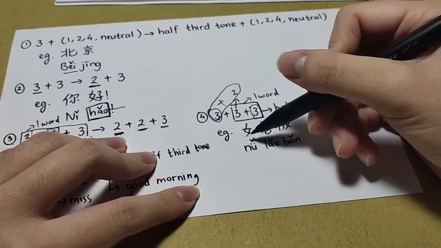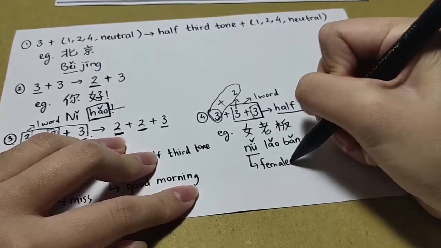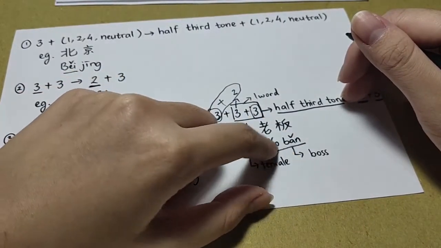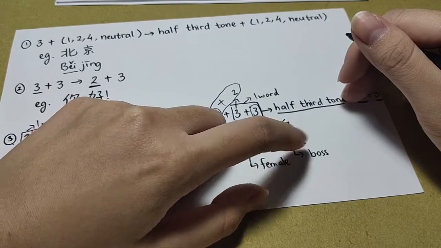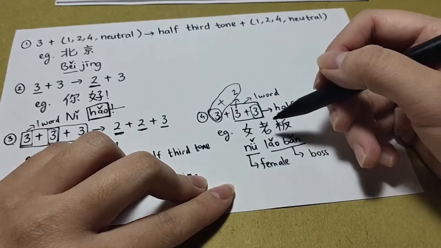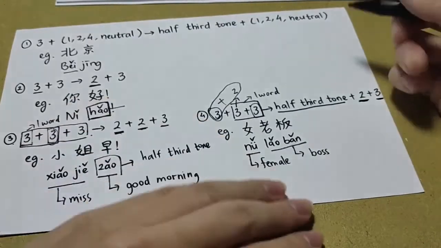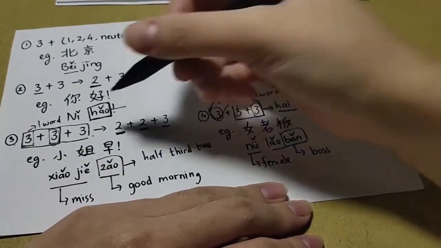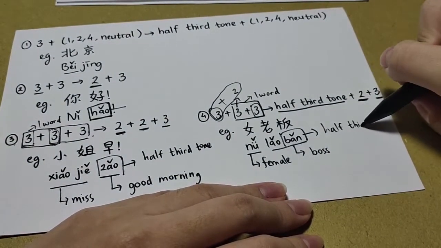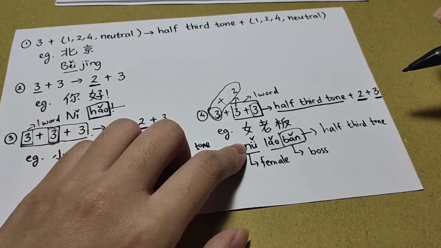For example, 女老板, 女 means female, and 老板 means boss, which these two syllables make one word. So instead of saying it like 女老板, we pronounce it as 女老板. Also the same with 好 and 早, we pronounce this as half third tone. 女老板, 女老板.